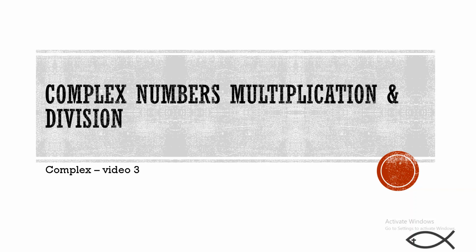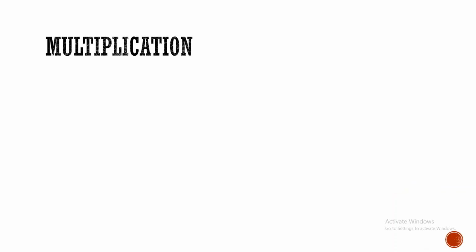Today we are going to discuss multiplication and division of complex numbers. How to multiply two complex numbers? Let us consider two complex numbers. Z1 is equal to 3 plus 2i and Z2 is equal to 5 minus 2i.